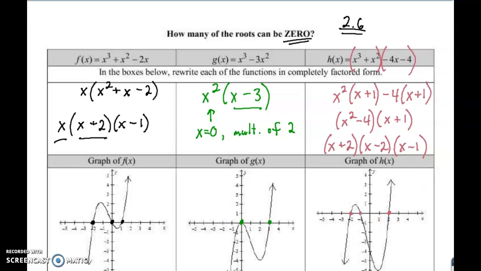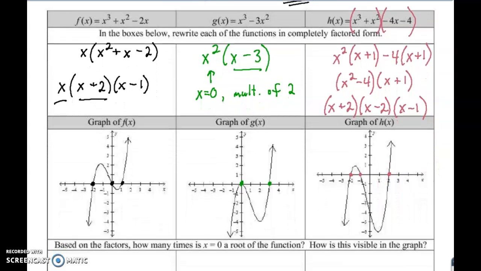So what they're trying to get you to notice, and I'm going to leave the screen right here, is how many zeros, what's the multiplicity of x equals 0 as a root? And how can you tell by looking at the graph, and then how can you tell by looking at the equations up here, f, g, and h?